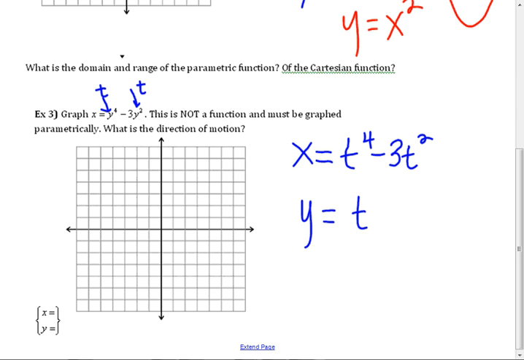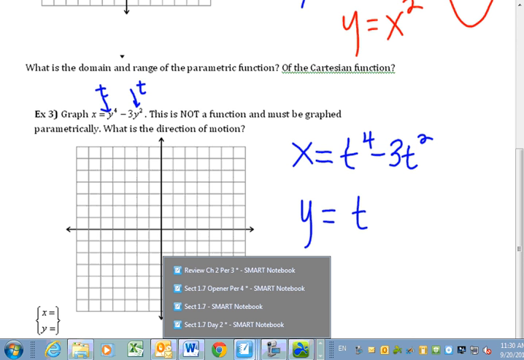I could make x equal to t, but I can't solve for y in terms of t. I'm going to write it parametrically. Yeah, it's adding a third variable because then I can graph it. So let's try that. I'm going to use my graphing calculator, if I can find it.